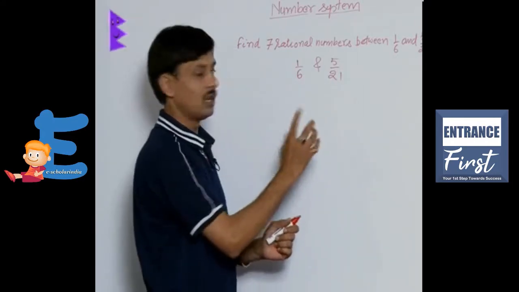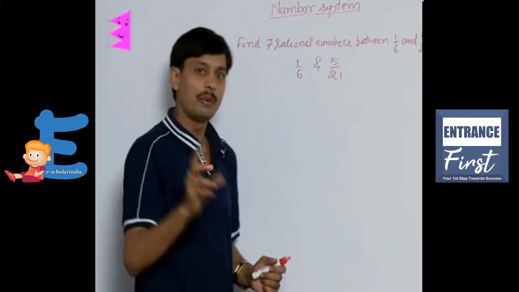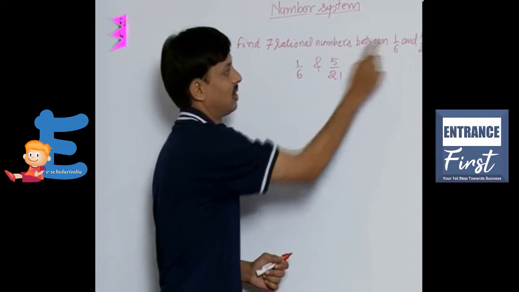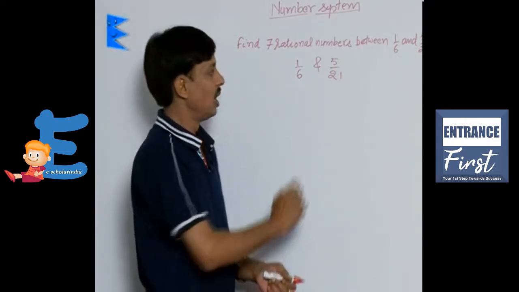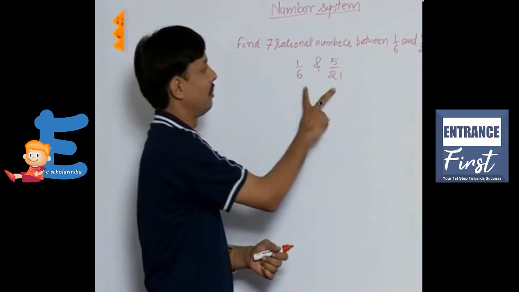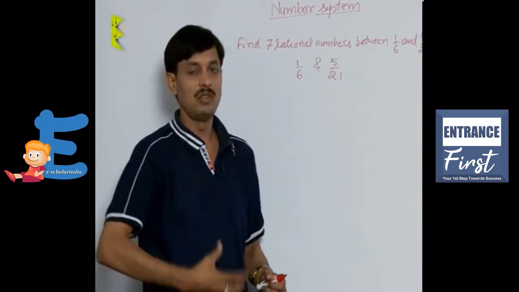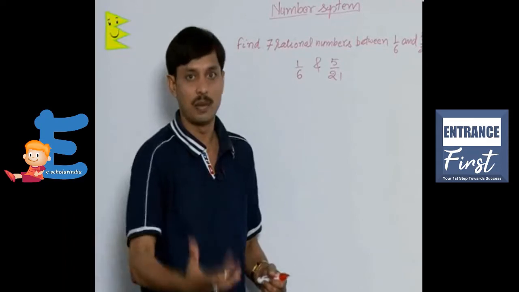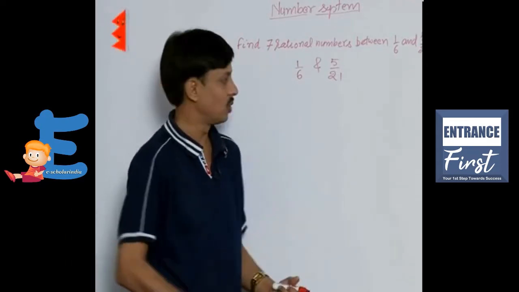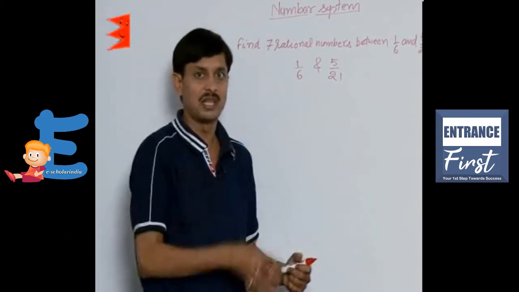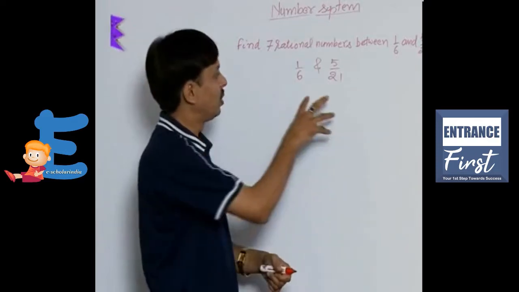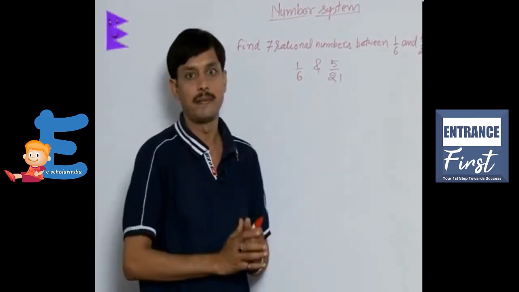Then the question here is a very short example. We have two rational numbers, one is 1 by 6, the other is 5 by 21. We want to insert 7 rational numbers between these two. We may insert 7, we may insert 70, we may insert 7,000, 7 lakhs, 7 crores. Whatever number of rational numbers are required between two rational numbers, we can insert.